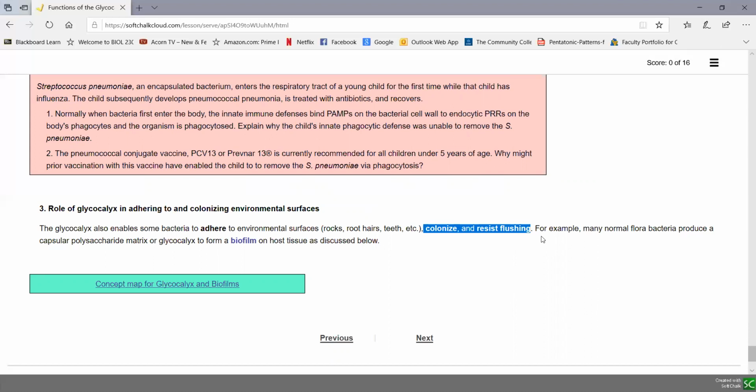Now remember, we did see back earlier under cell walls that most bacteria produce cell wall adhesins that allow them to adhere to receptors on host cells and colonize and resist flushing. This is a second way bacteria can adhere, by means of a glycocalyx, and eventually, as we'll see in a few minutes, producing a biofilm. And later at the end of this unit, we'll see a third way bacteria can adhere using special surface structures called pili.